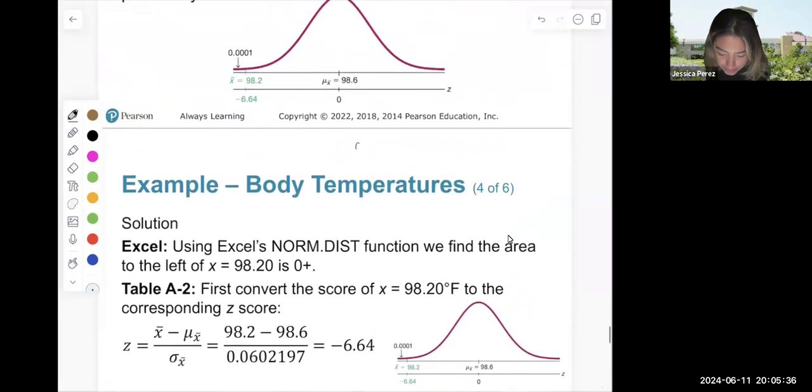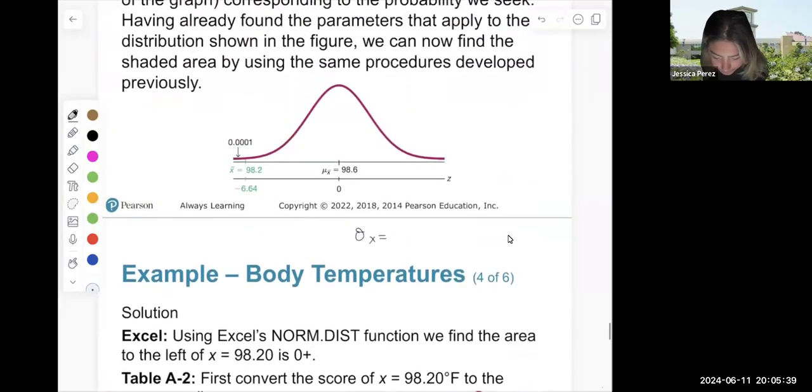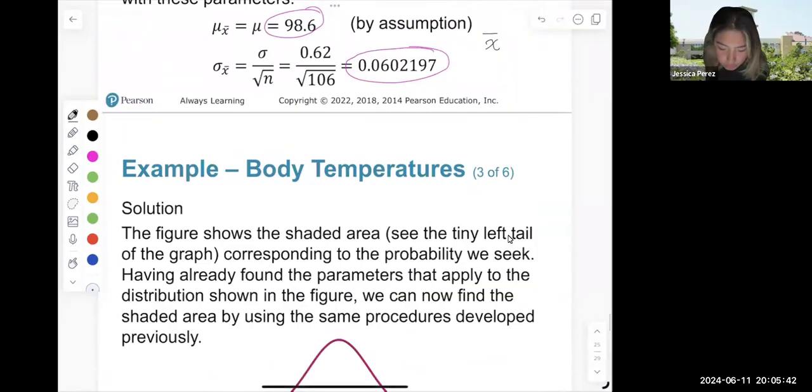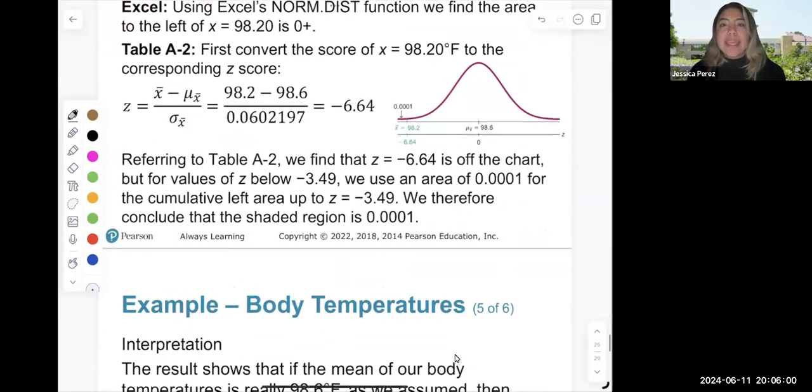So we found that sigma of x bar was equal to 0.62 divided by the square root of 106. So you want to do that first. So let's punch that in our calculator to verify. Okay. And we get negative 6.64. What does that mean? This is a z-score of negative 6.64, which is, again, the area under a curve, which is very close to 0. So what does that mean?